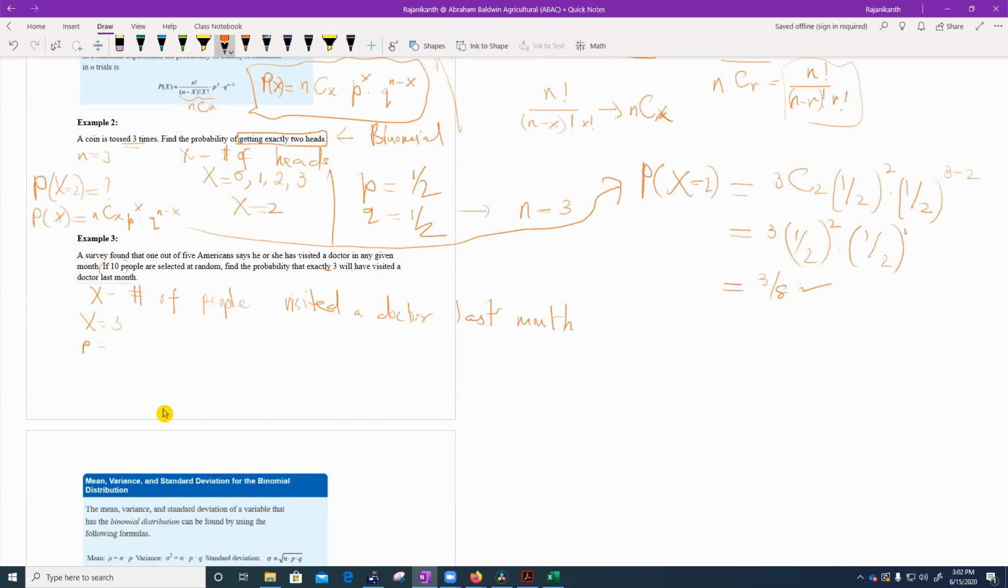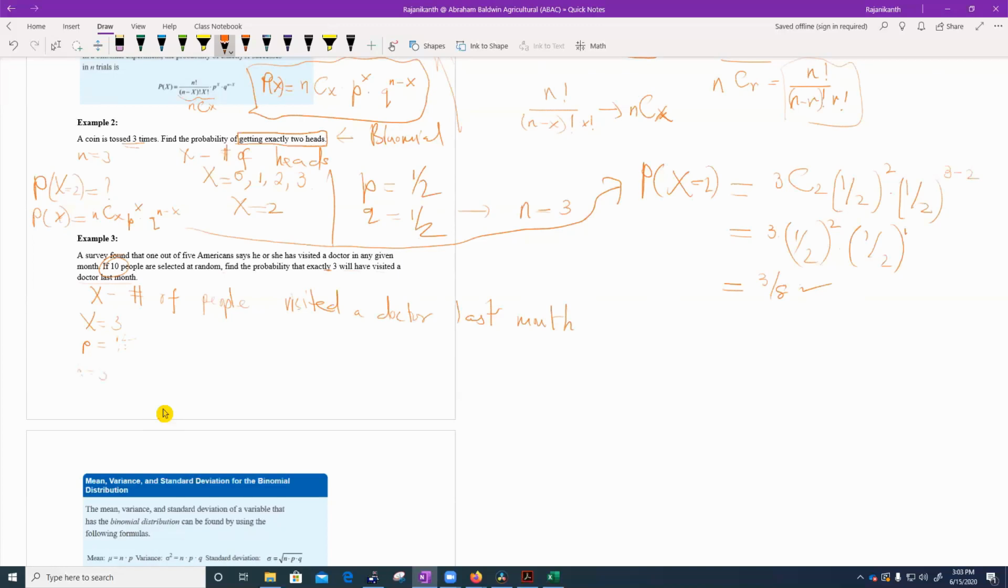Okay. So what is little p? The probability of success, that means the probability of that person visiting the doctor. But you know that probability. Research says that one out of five visited the doctor. Therefore, little p is one out of five. You already know the probability is fixed. Now you are performing 10 trials, therefore n is 10 here.